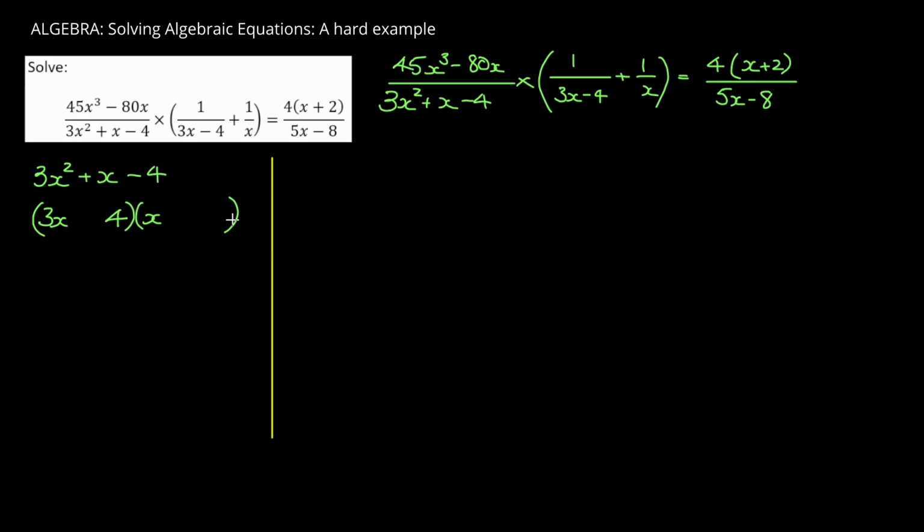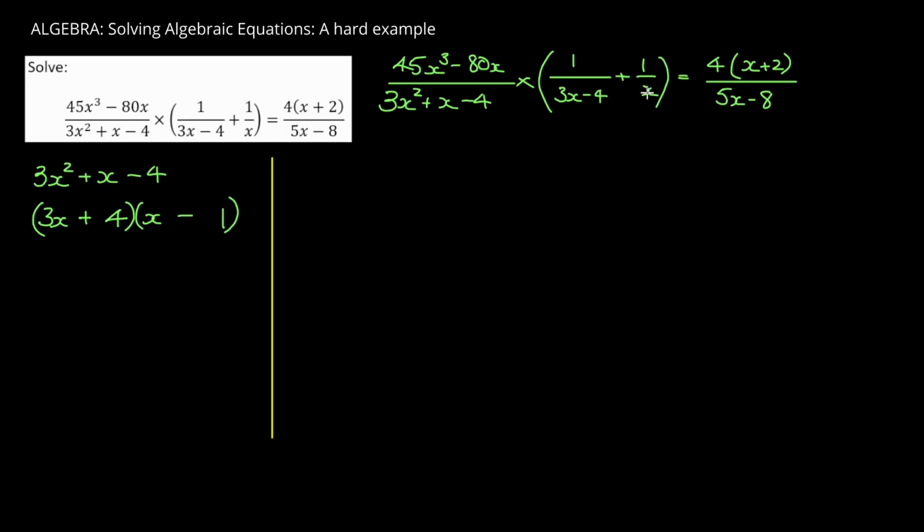Let's try 4 and 1. I've put them in those places because if I put the 4 here, I'd get 12, and no way would I get to 1. Yes, this stands a chance. We've got 4x here and 3x here, so I can make the difference a positive 1x by putting a plus there and a minus there.